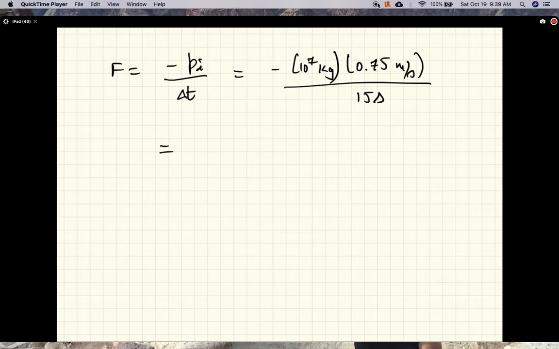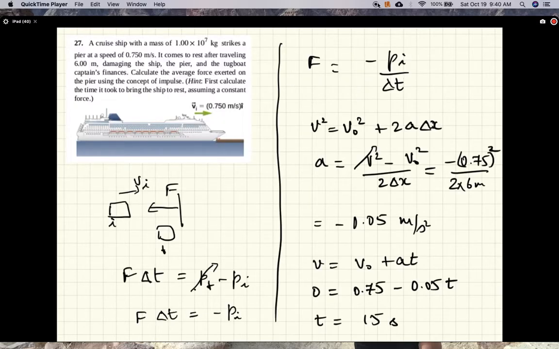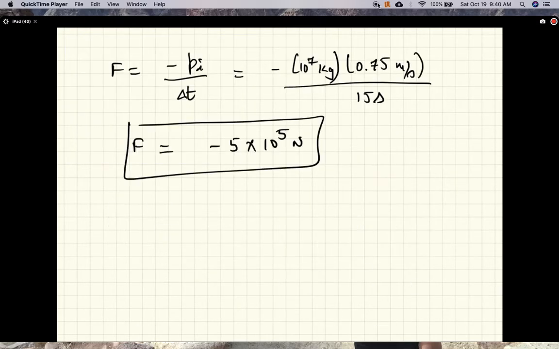And so this works out to minus 5 times 10 to the power 5 newtons. Okay, so that was the force exerted on the ship by the pier. Okay, and that finishes that problem.